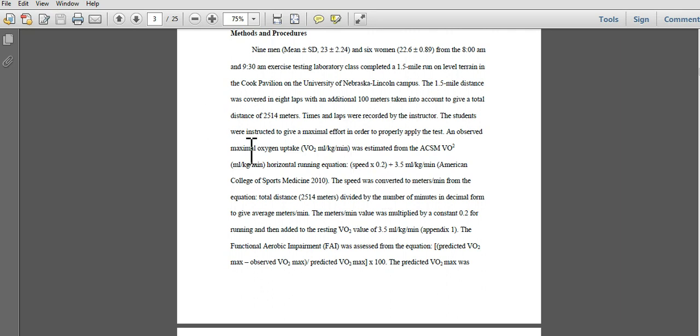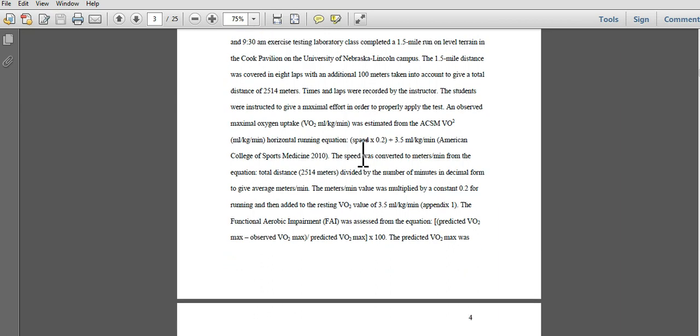So if you look in this example report, methods and procedures, you're going to see a lot of like ACSM, VO2, and mLs per kg per minute, horizontal running equation, blah, blah, blah. I don't want to know that stuff, okay? Basically, I want you to be able to tell me in about a paragraph that you understand what we did, all right? We took subjects out and we ran a little bit over 1.5 miles in order to get the VO2 max of the individuals. VO2 max was measured in mLs per kg per minute. This can be done because we use a regression equation that will estimate the subject's VO2 max. Something like that, okay, in your own words.